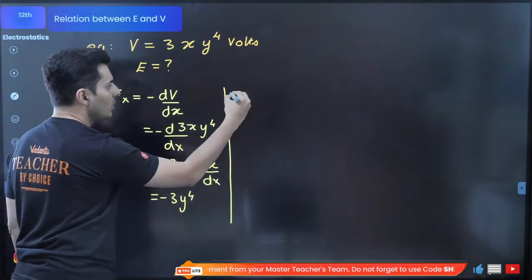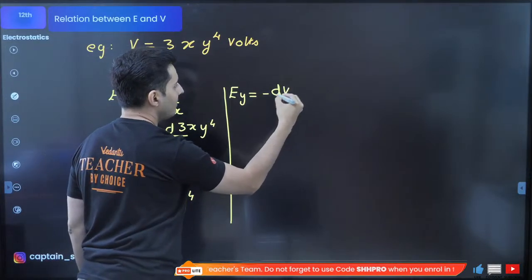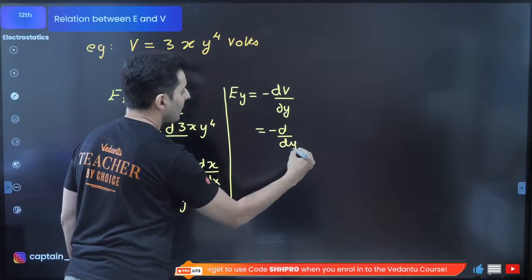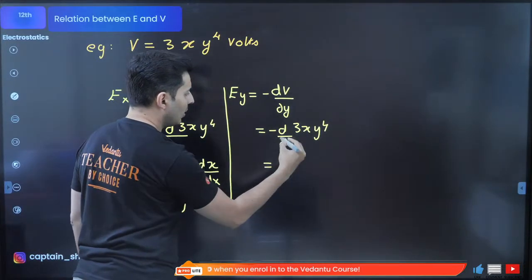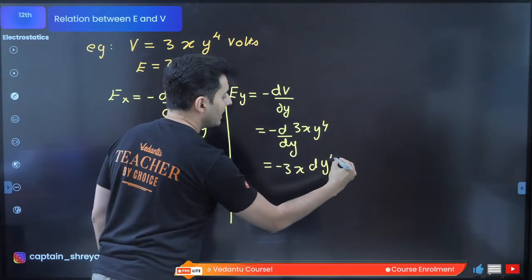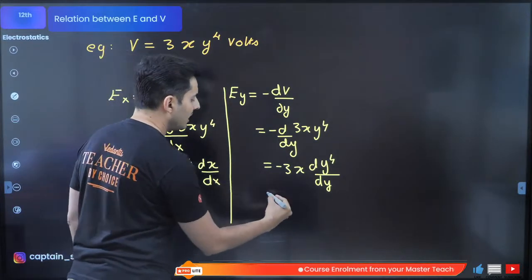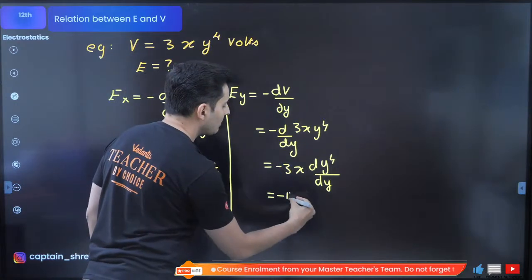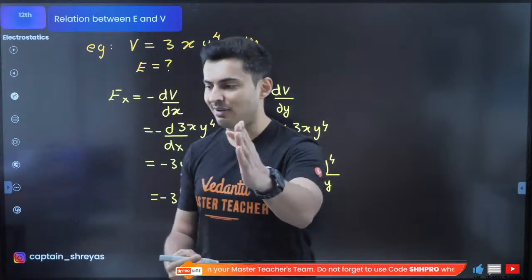Similarly, you're trying to find Ey now. This will be nothing but minus the derivative with respect to y only. So minus d by dy of this 3x y raised to 4. Now 3 is going to come out, even x is going to come out. It will be only the derivative of y because downstairs you have y over here. So the derivative of y raised to 4 will be 4y cube. 4 3s are 12. So minus 12x y cube. That is your electric field's y component.